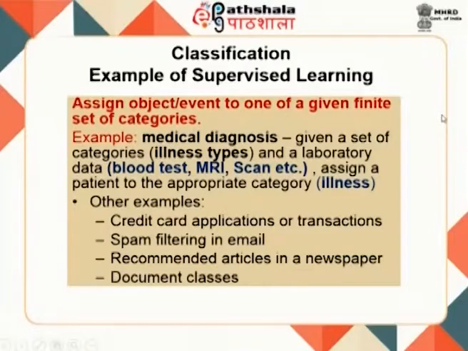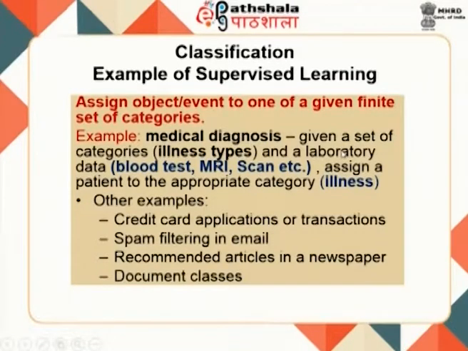So, classification, let us take an example of supervised learning. Classification is a typical example of supervised learning. The training data comes with the labels, and we have to learn the class. So, assign an object or event to one of a given finite set of categories. An example is medical diagnosis: given a set of categories, illness types, and laboratory data, blood test, MRI scan, assign a patient to the appropriate illness category. Another example, credit card applications or transactions, you can classify as fraud or not fraud.